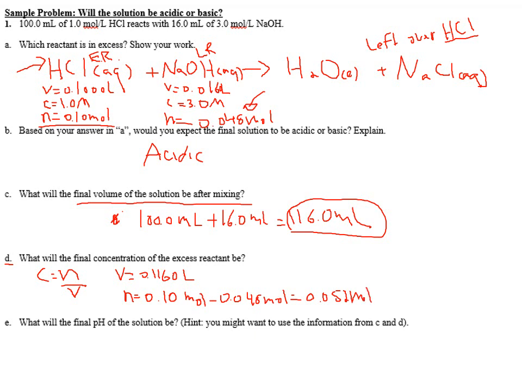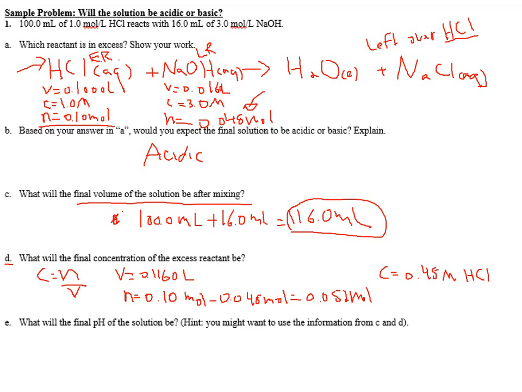So now what you can do is figure out your concentration by doing n over V. So C is going to be equal to our 0.052 divided by 0.1160, and we get 0.448, so I'll just say 0.45 molar HCl, because we have a new volume now. It's more dilute. It's in a larger volume, and also we have fewer moles.